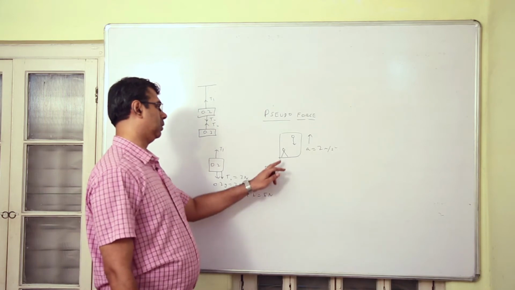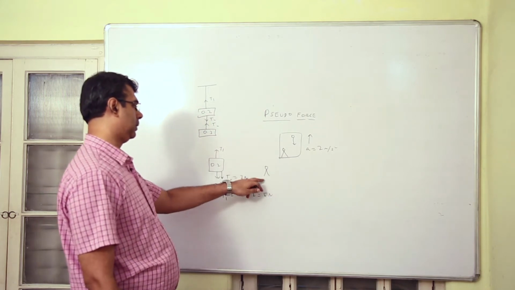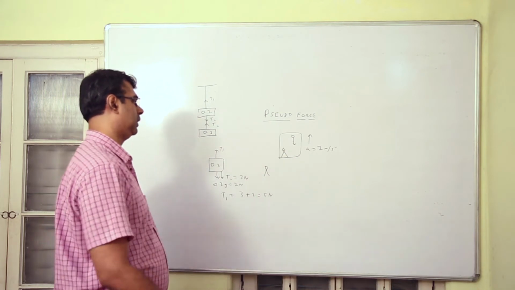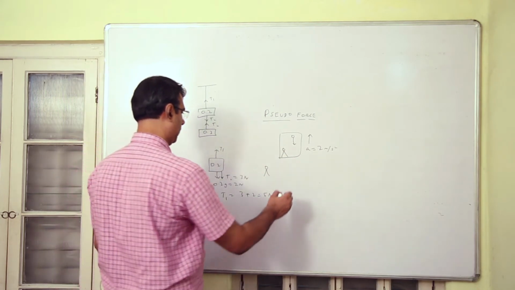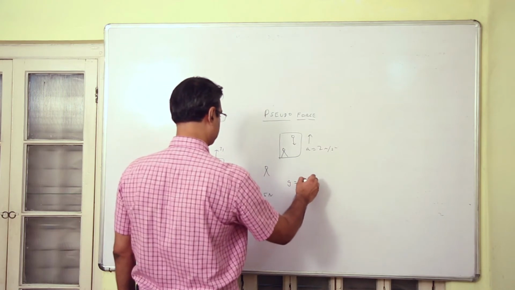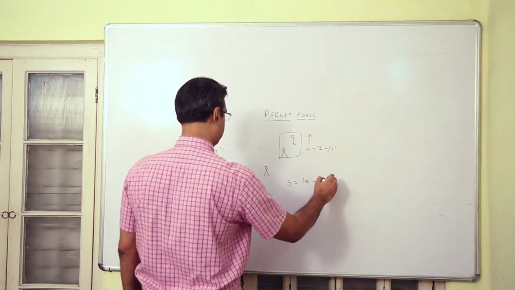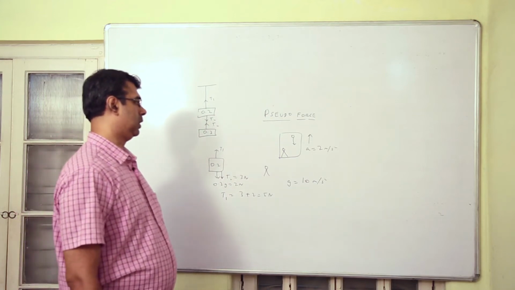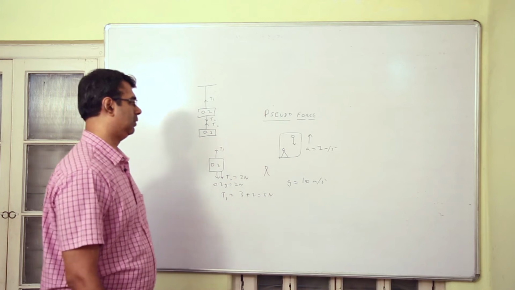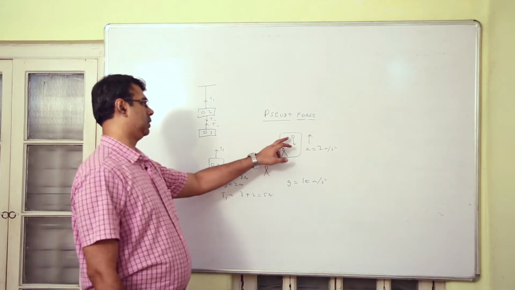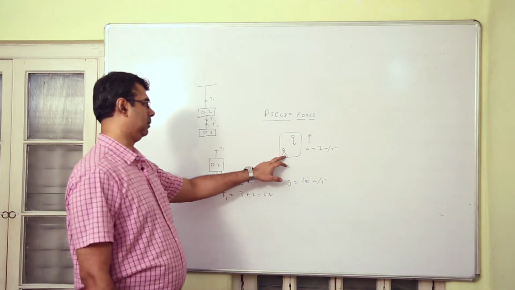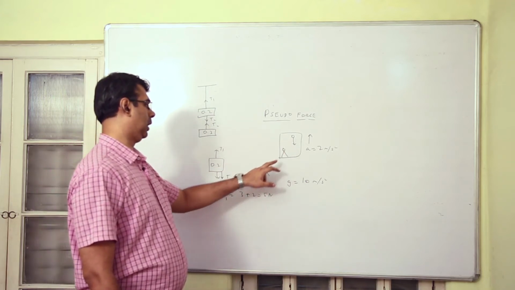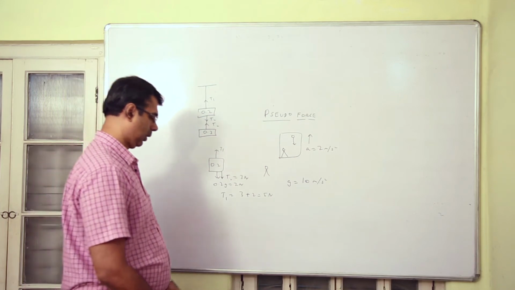There are two people, one person is inside the lift, one person is on the ground. Both of them are looking at a ball which is falling freely inside the lift. You have been told that acceleration due to gravity is 10 meters per second square. The question is, with all this data, you will have to say what is the acceleration of the ball as seen by this person, number 1, and what is the acceleration of the ball as seen by this person, number 2.